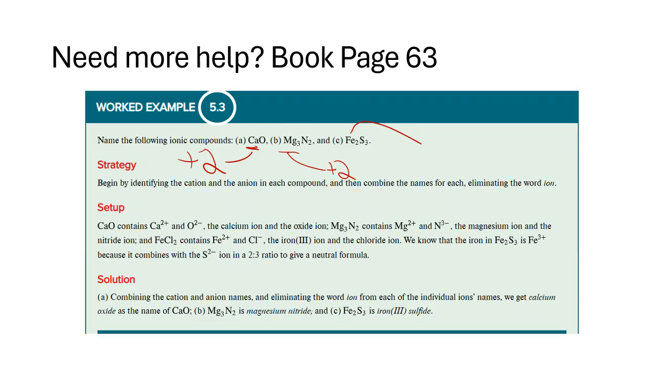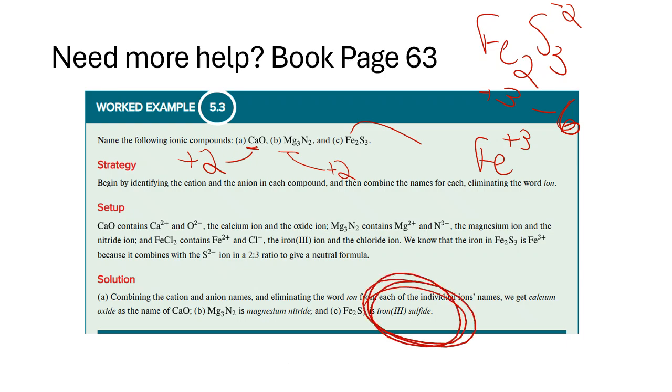And this is a tough one. Fe2S3. Sulfur is a -2. That makes that a -6 because there's 3 of them. So Fe has to be a +3 because that charge has to cancel out that sulfur. So that's why it ends up being iron 3 sulfide.